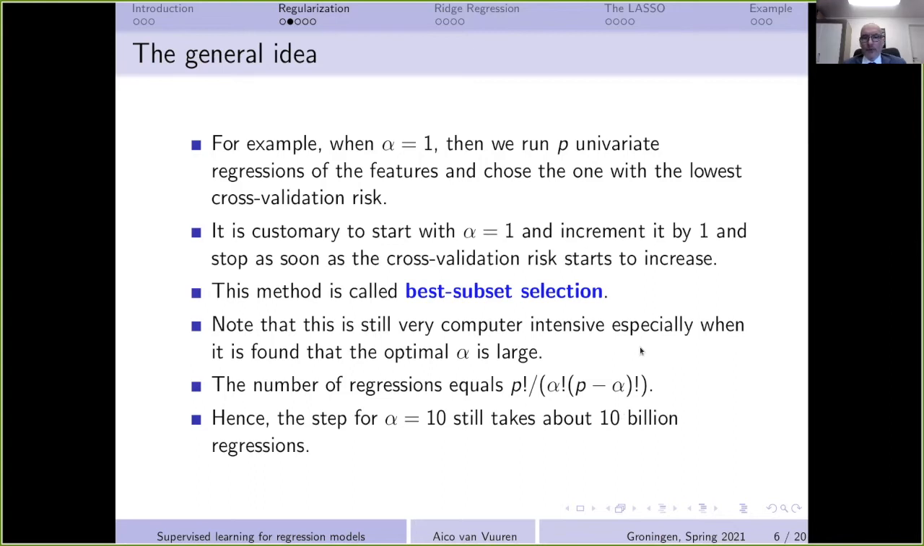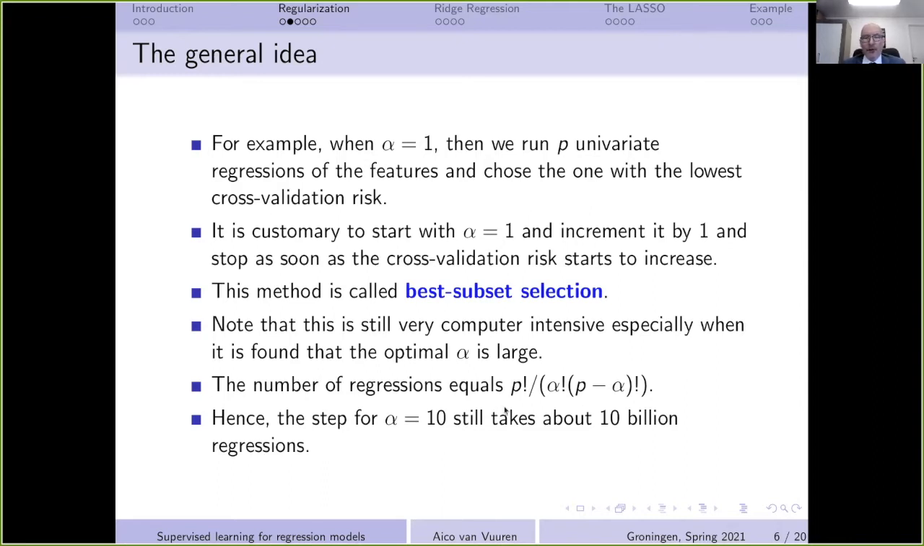That means, of course, that when p is equal to 50 and we are in the stage in which alpha is equal to 10, then the number of regressions that we still have to make is equal to 10 billion regressions. We don't know beforehand when we get to alpha equal to 10, because maybe after alpha equal to 5 or 6 we are already going to see an increase in our cross-validation risk, but we don't know that beforehand. It might be the case that we get to alpha equal to 10 at a particular stage, and we see that the cross-validation risk is not yet increasing.